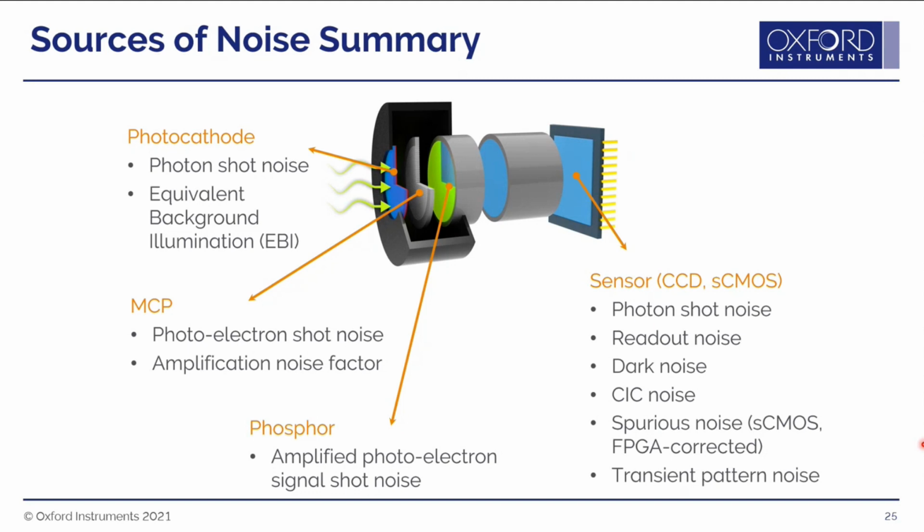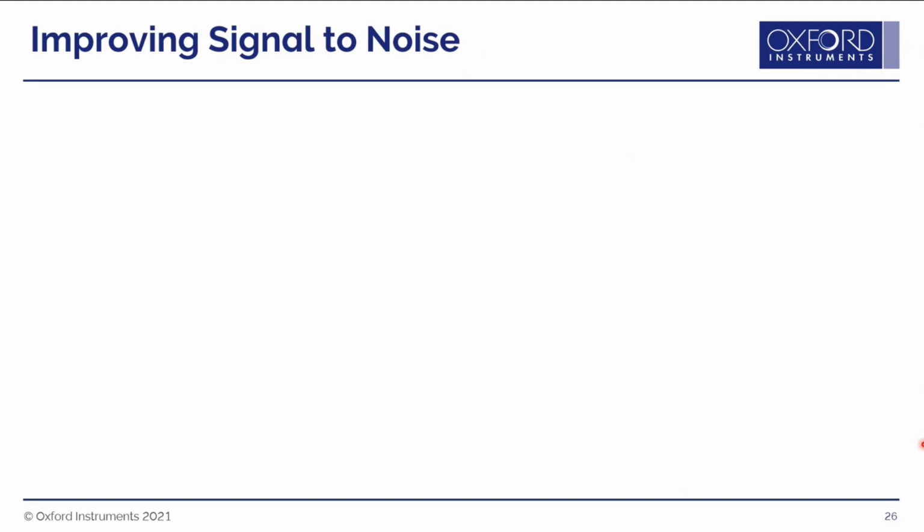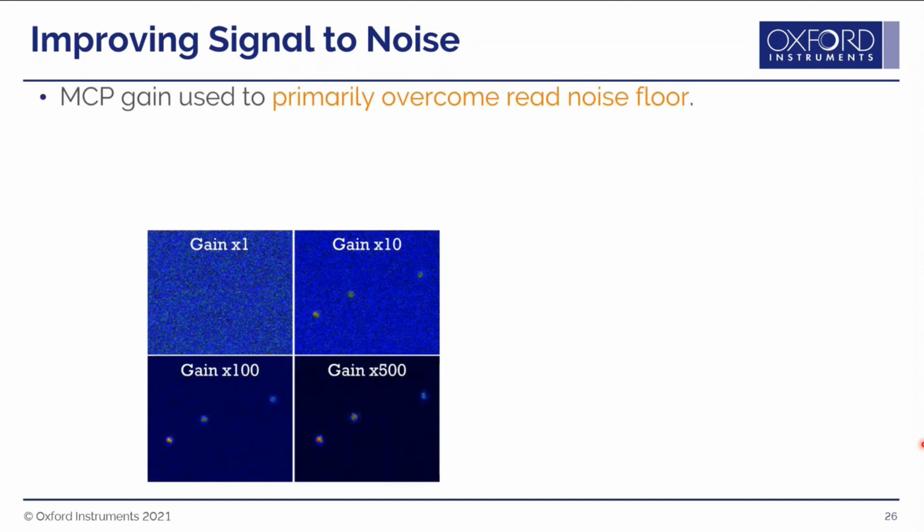There are many ways in which these are mitigated. So how do we improve our signal to noise ratio to overcome these various sources of noise? As I mentioned before, we use microchannel plate gain to overcome the read noise floor, and it was very effective at doing that.